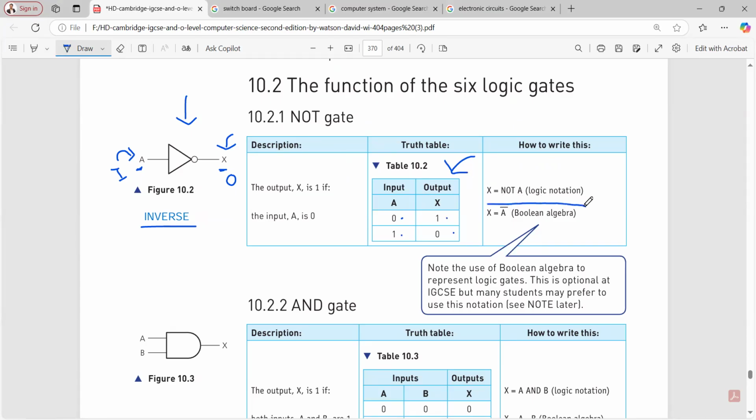And also write this as well. X is equal to A bar. This A bar is known as an inverse in Boolean algebra. Done, sir.